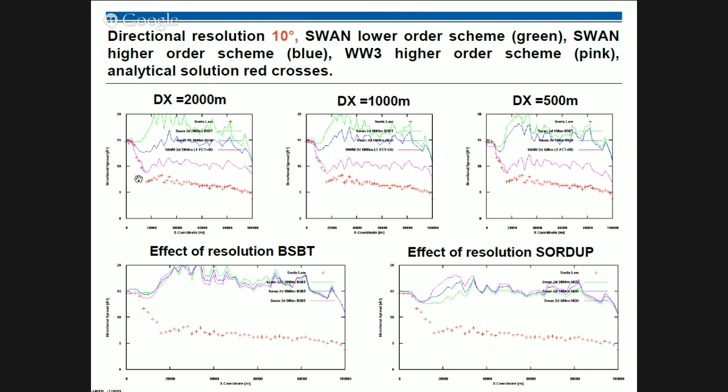In some places, you would think, okay, so here you have, all right, the theoretical solution is red. The BSBT, backward in space, backward in time, I think that's the second order SWAN scheme. This one is the FCT scheme, and this one I don't see what's written, but it's another scheme. This is using a spatial resolution of 2 kilometers, and you would think, okay, I'm going to make a finer grid, and that will converge.